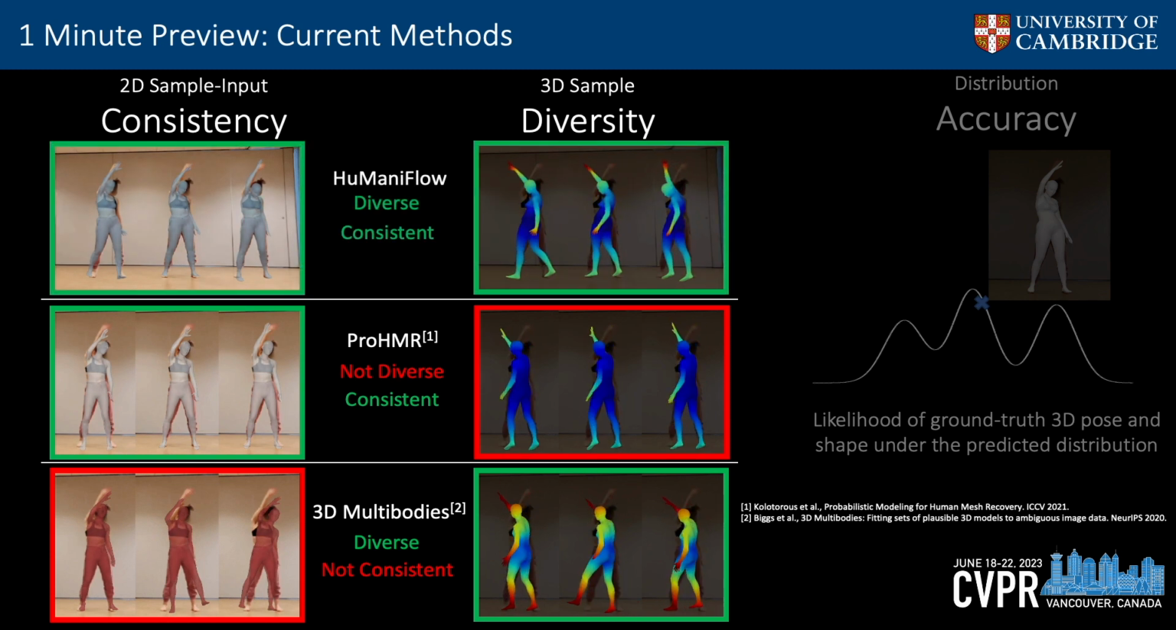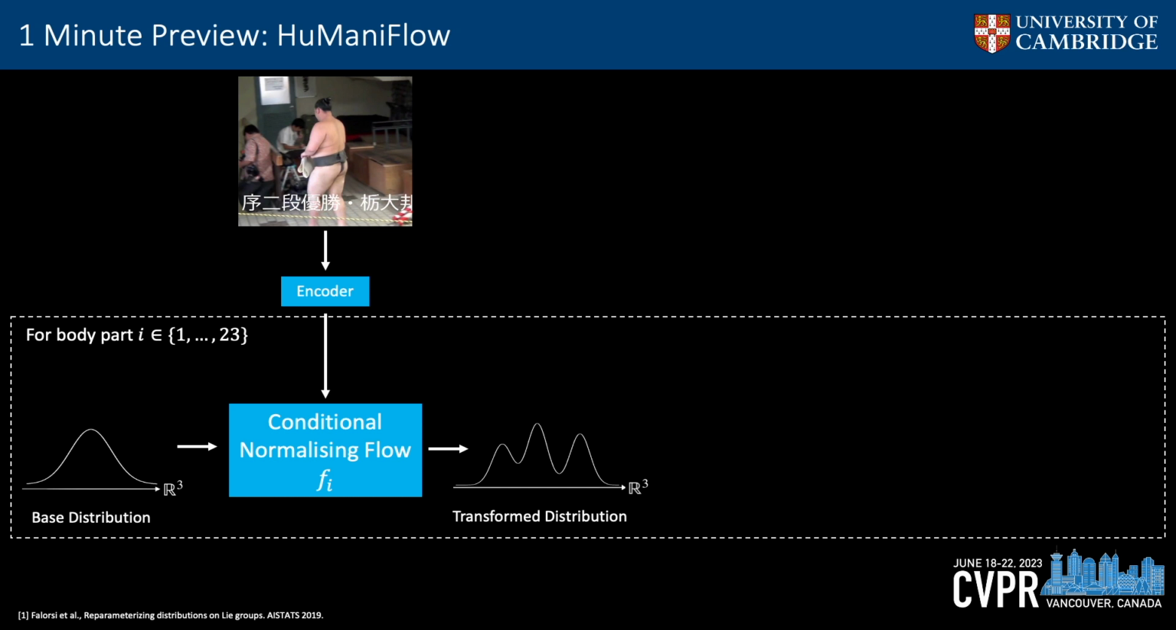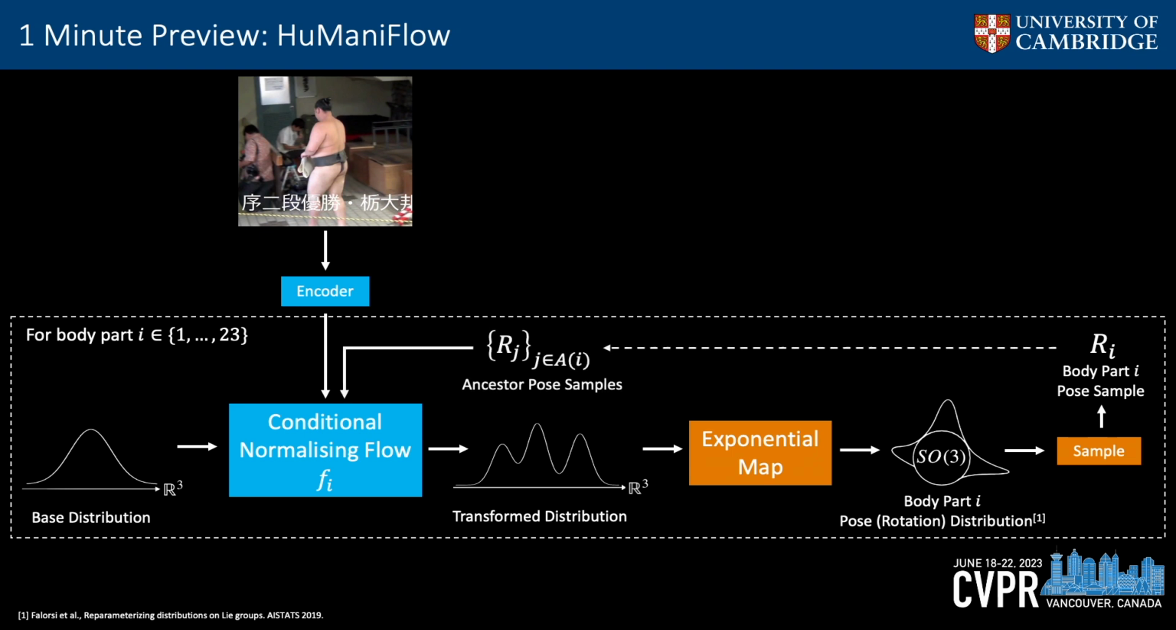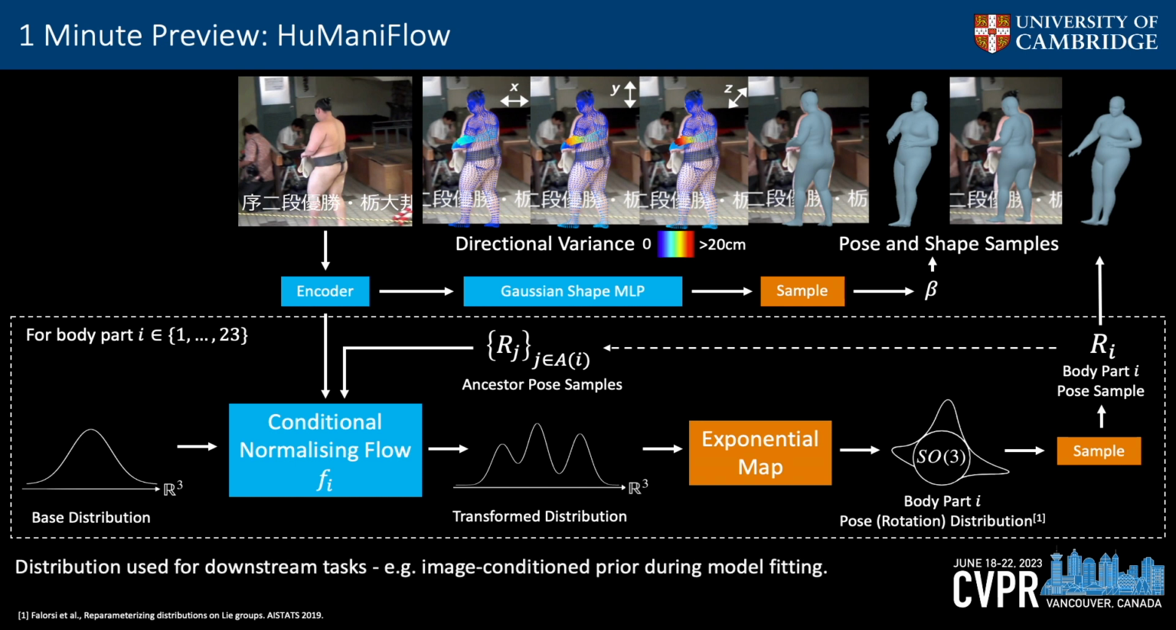HuManiFlow aims to overcome this trade-off. We use normalizing flows that are explicitly pushed onto the SO3 manifold of body part rotations and autoregressively conditioned on ancestor part rotations to learn expressive yet input-consistent pose and shape distributions. These prove to be useful in downstream tasks, for example as an image-conditioned prior during model fitting.